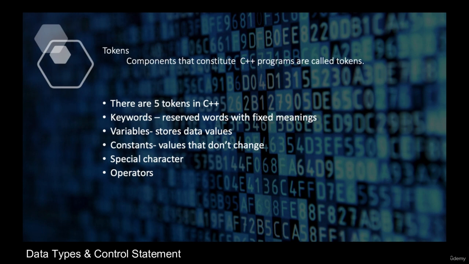Now we have a third set of tokens called constants, whose values will not change throughout the execution of the program. Suppose we declare a constant value in a program; from the start to the end of the program, the value of that constant will not change. Then we have special characters and operators. Let's move to each of these tokens one by one, then you will get more idea on the tokens.